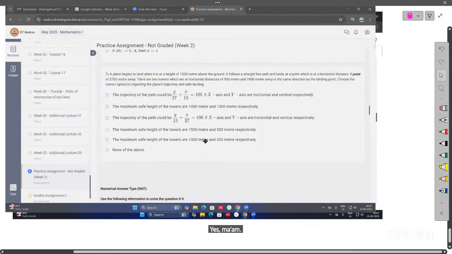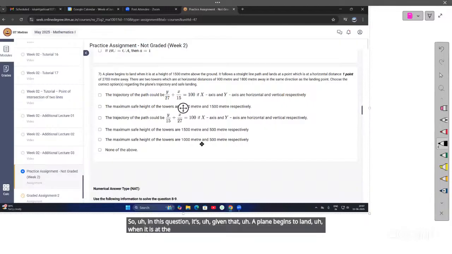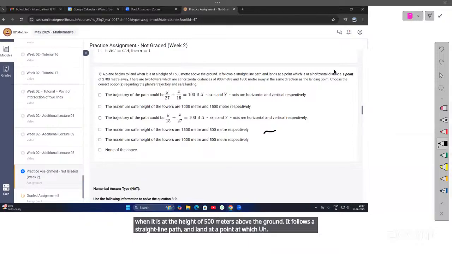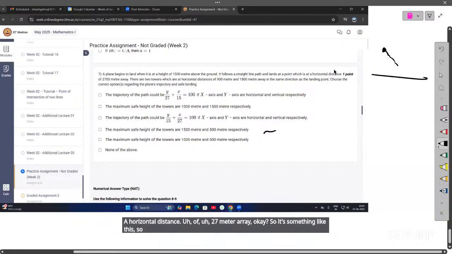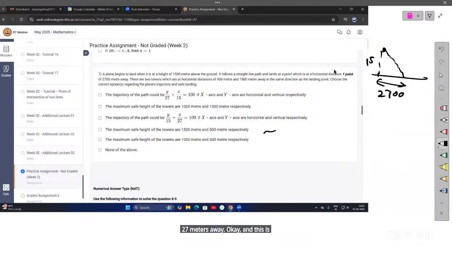Fine. So in this question, it's given that a plane begins to land when it is at the height of 500 meters above the ground. It follows a straight line path and lands at a point which is at a horizontal distance of 27 meters away. Okay, so it's something like this. A plane starts landing from a straight line, and it's 27 meters away, and this height is given to us as 500 meters.